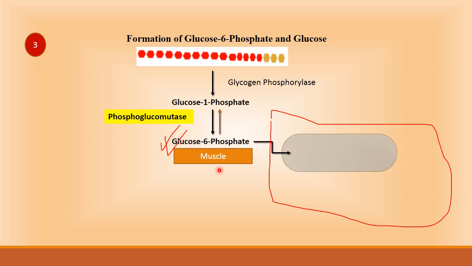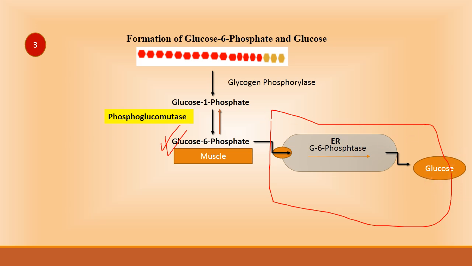Now, this glucose 6-phosphate, what will happen in the liver? In the liver, it will enter the endoplasmic reticulum. How will it enter the endoplasmic reticulum? By another transporter having catalytic property, that is glucose 6-phosphate translocase. And in the endoplasmic reticulum, it will be acted upon by the glucose 6-phosphatase enzyme, and it will be converted to free glucose.